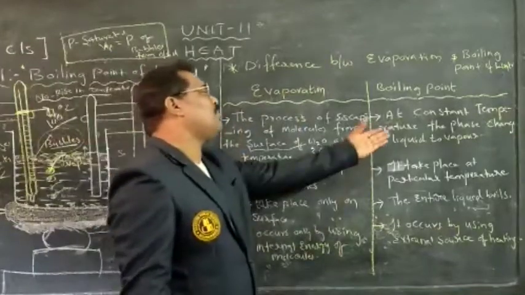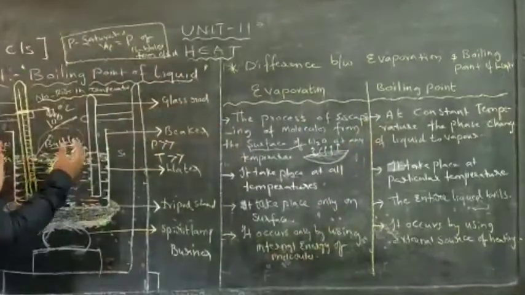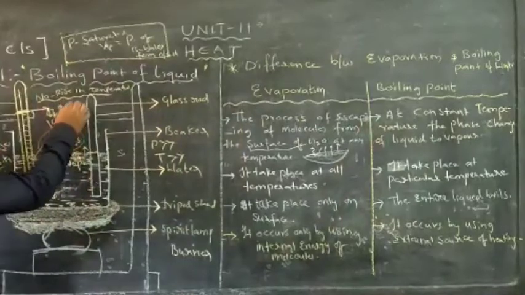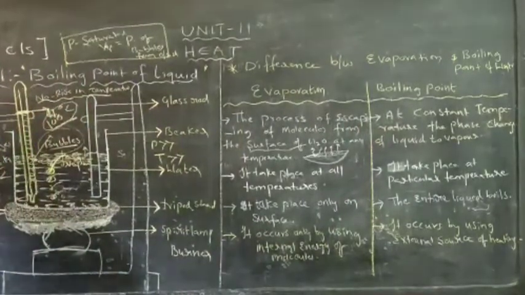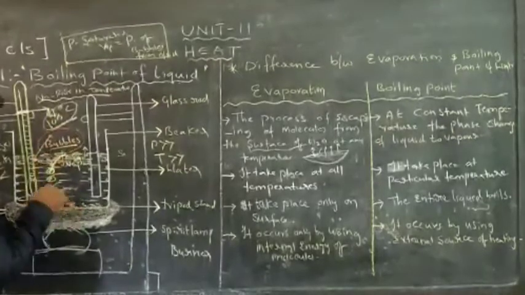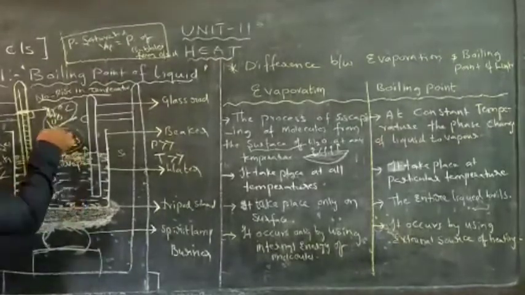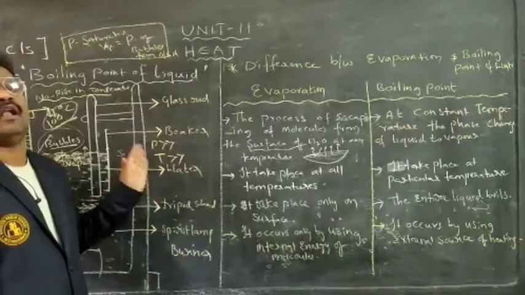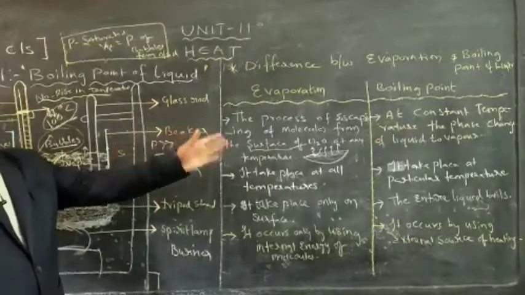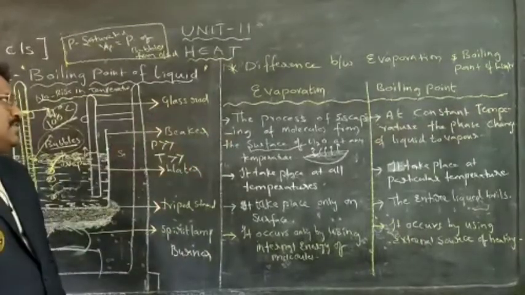But whereas boiling is nothing but what? It happens at a constant temperature. What is the constant temperature here? 100 degrees centigrade is the constant temperature. At this temperature, phase change is taking place. Liquid is converting to what? Vapor. That is called boiling of any liquid or any substance.